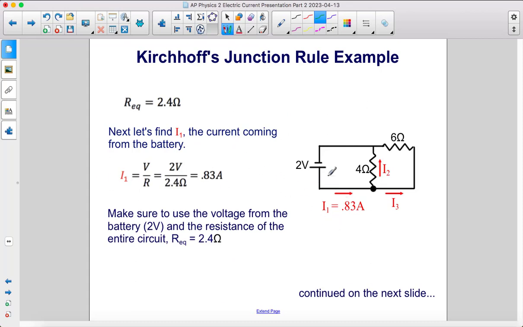Next, let's find I1, the current coming from the battery. So I1 here is going to be V over R, that's Ohm's law. The voltage is the voltage of the battery, and the resistance here will be the resistance of the entire circuit, which we already found to be 2.4 ohms. Therefore, the current leaving the battery is 0.83 amps. Just make sure to use the voltage from the battery and the resistance of the entire circuit when we're trying to find the total current going through the circuit.